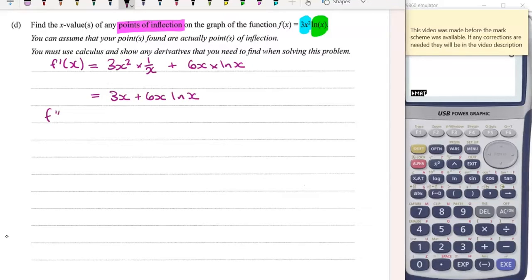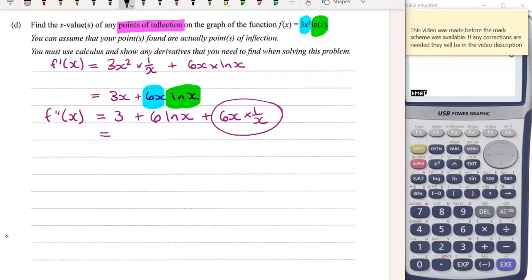Now if we do the second derivative, we need to differentiate that one. So 3x differentiates to 3. We have another product rule where we've got one piece times another piece, so we do product rule on that one as well. So if I differentiate 6x, I get 6. And then if I differentiate log x, I get 1 over x. So then this here will cancel to just being 6. So 3 plus 6 is 9 plus the 6 log x.